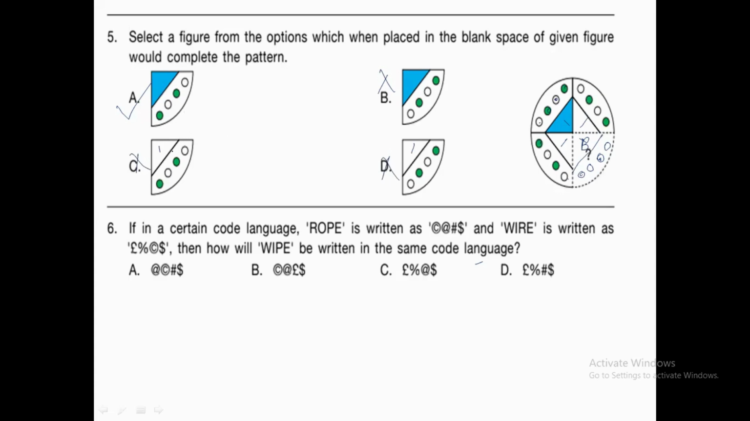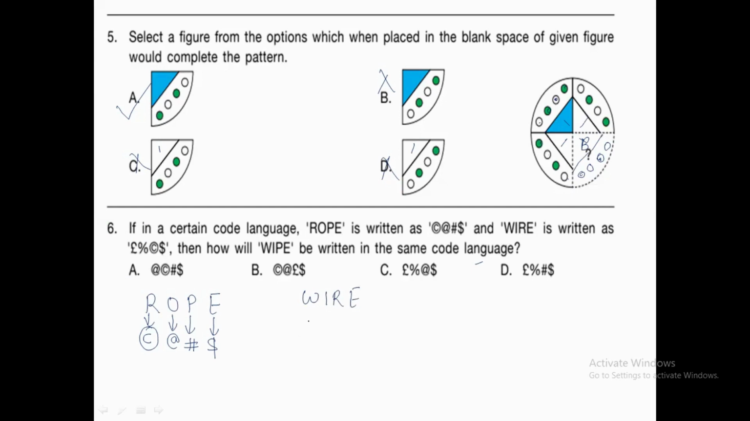Now in the sixth question, the question is asking about code language. The question says that in a certain code language, ROPE is written with these symbols: R is written as this, O is written as at, P is written as hash, and E is written as dollar symbol. Now the code of WIRE is also given there. So how is WIRE written?